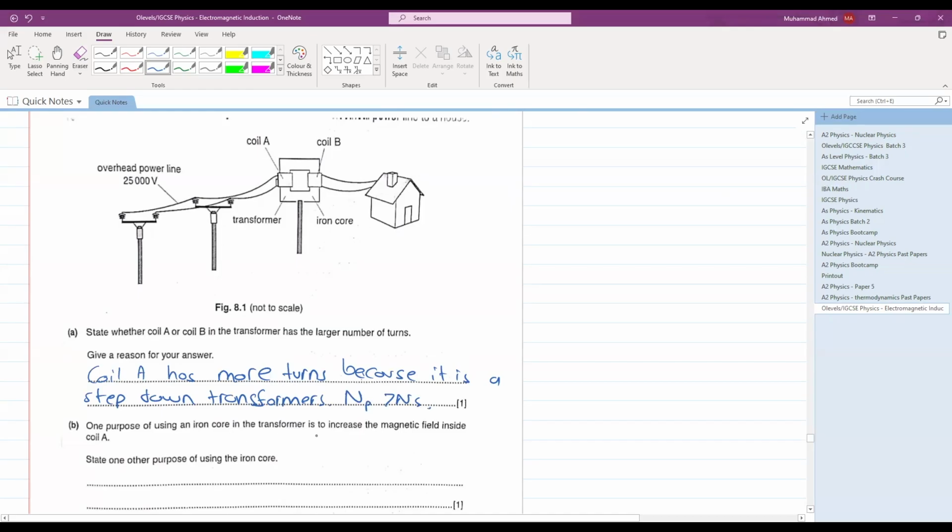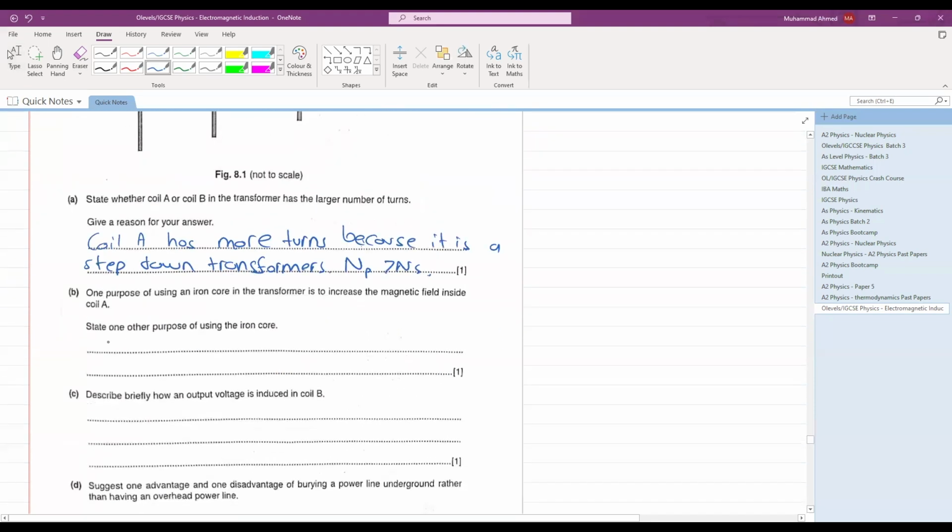One purpose of using an iron core in the transformer is to increase the magnetic field inside coil A. State one other purpose of using the iron core: to increase the cutting effect in coil B. Simple. Briefly describe how an output voltage is induced in coil B.